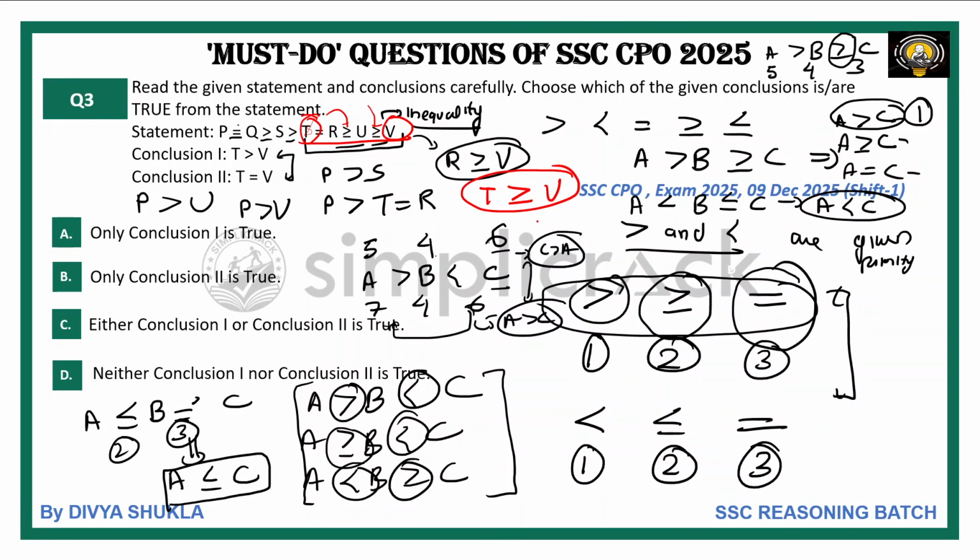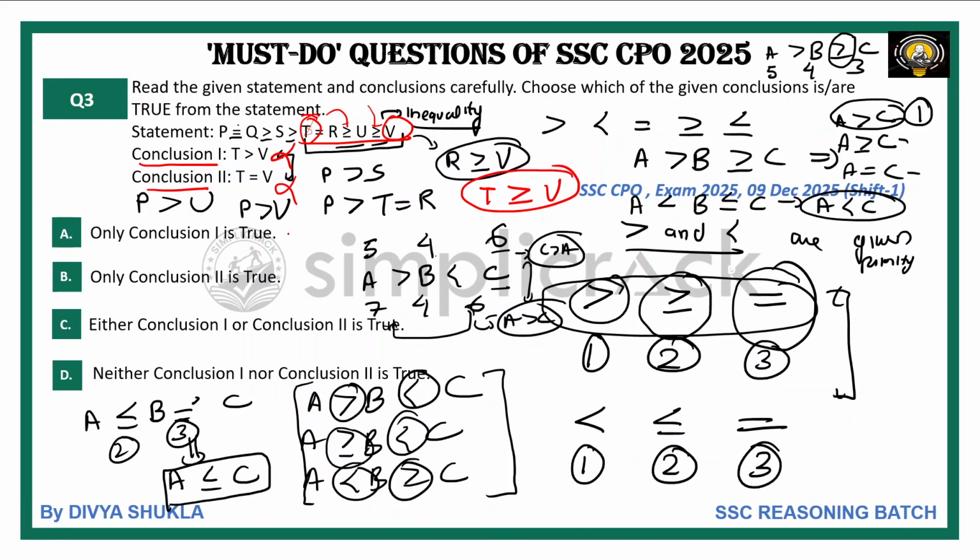If T is greater than or equal to V, conclusion 1, is T greater than V? Incorrect. Why? Because it can be, but you are not 100% sure. Conclusion 2, T is equal to V. Again incorrect, because you are again not 100% sure. T can be either greater than V or equal to V, but you are not sure, and you need to conclude.